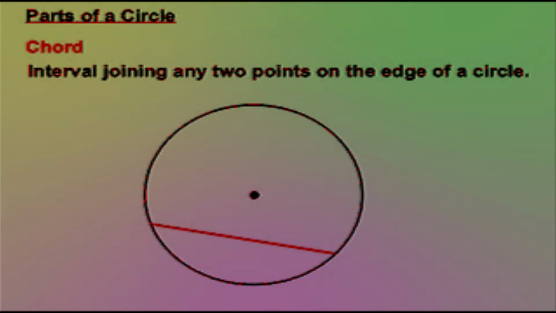A chord is an interval joining any 2 points on the edge of a circle. Doesn't have to pass through the center, just any 2 points on the edge of a circle. So there's your chord there. It passes through this point on the edge of the circle and this point on the edge of the circle. So that's called a chord.